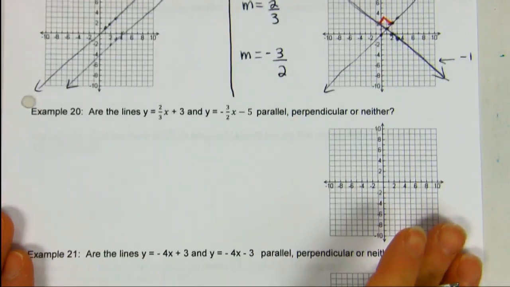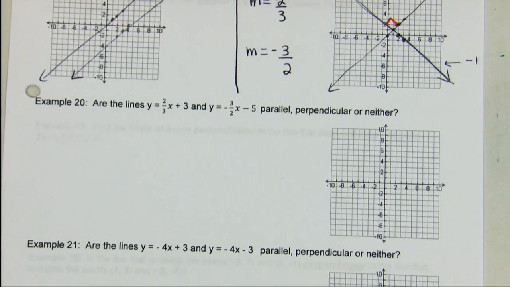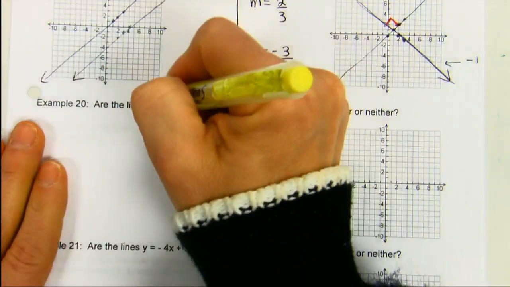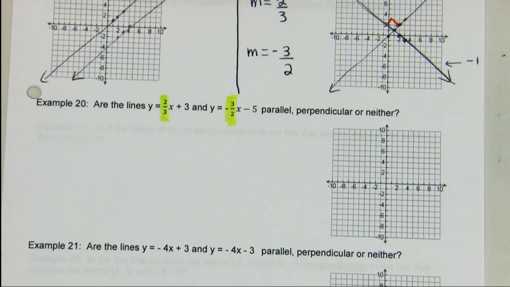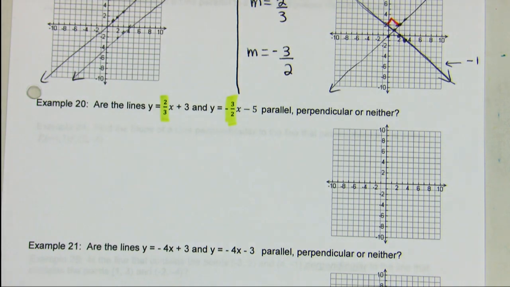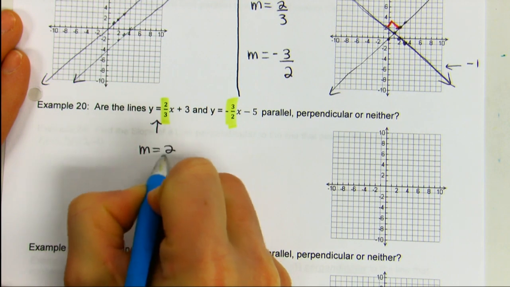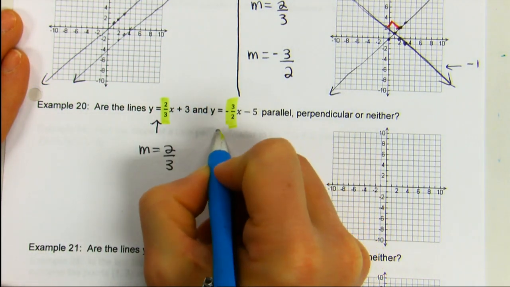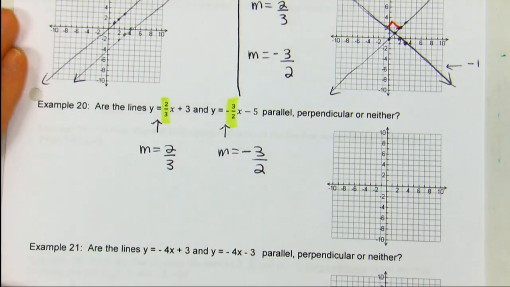So let's go down here. It says, are the lines y equals 2 over 3x plus 3 and y equals negative 3 over 2x minus 5 parallel, perpendicular, or neither? Again, we learned in the last lesson that the number in front of x represents the slope when it's in slope-intercept form, meaning your y is by itself. So we can already identify the slope of this line. The slope of this line right here is 2 over 3. And the slope of this line right here is negative 3 over 2.